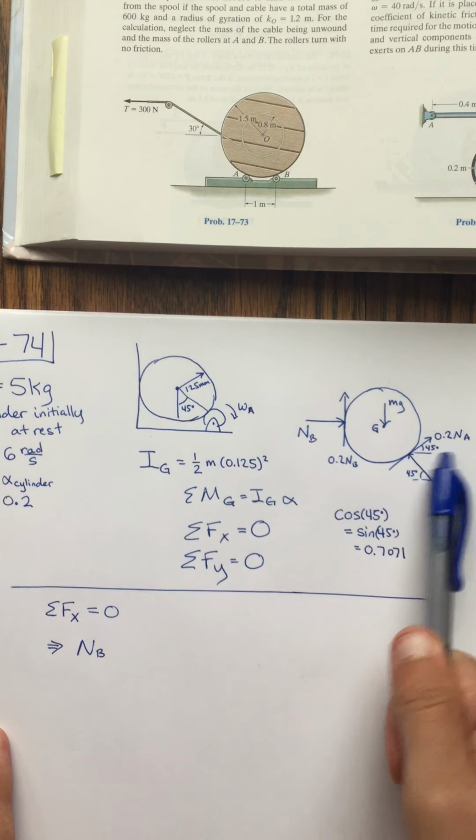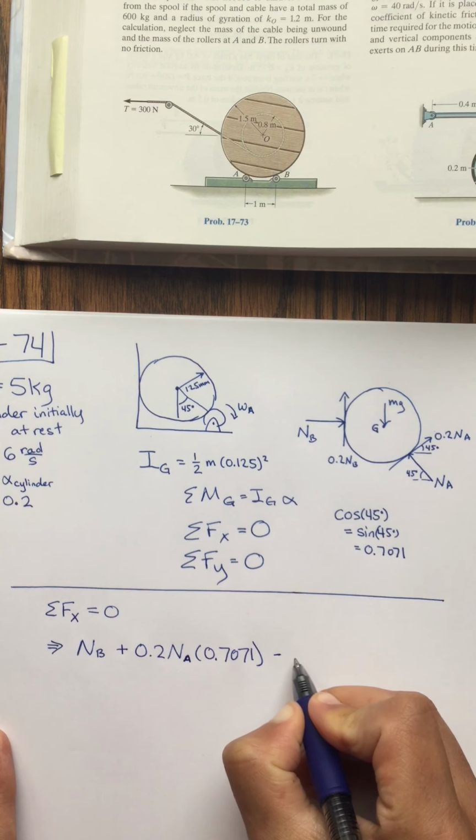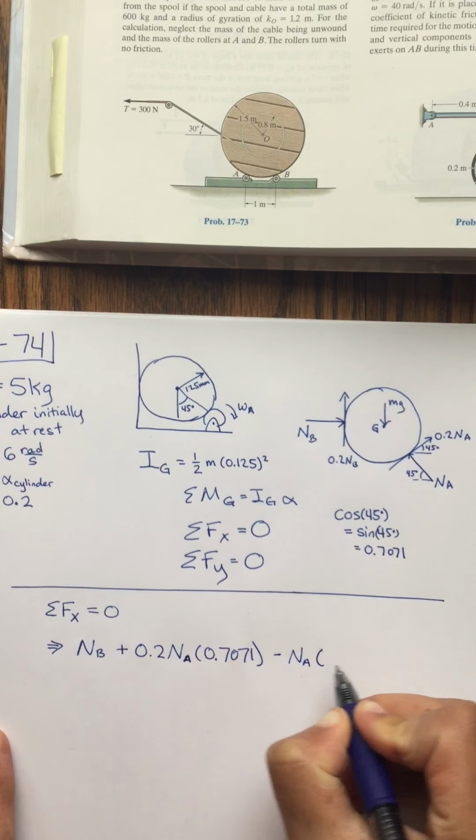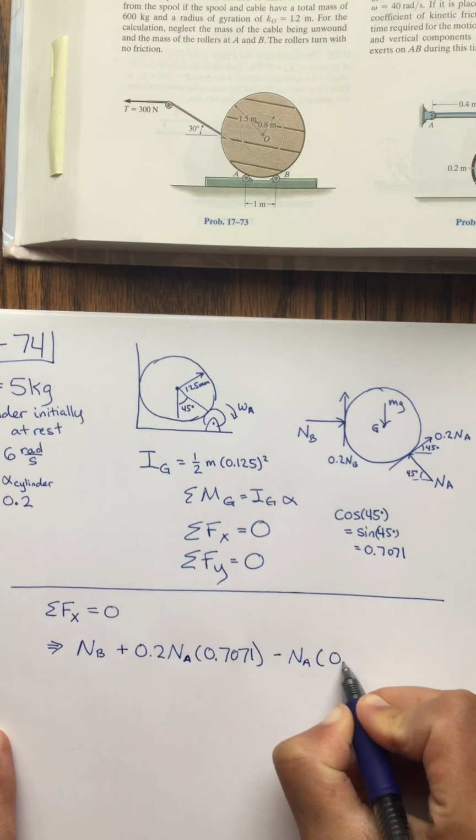This force was acting to the right and we called it positive. So if this is positive, then the frictional force has a positive x component, so that's plus 0.2 NA times 0.7071. This force has a negative x component. That was an A. So that's minus NA times 0.7071, and this is equal to 0.